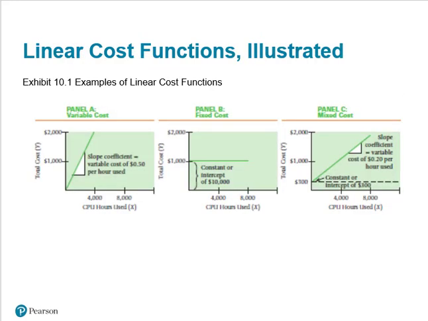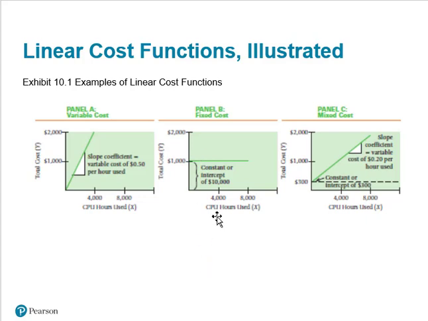And I like this slide. It's in your text, so you'll have to take a look at it, but we've got a graphical representation of linear cost functions. In the first panel are variable costs associated with the use of CPU hours. Okay, so that's just variable cost. And the slope coefficient is the variable cost per hour used. Okay, and it's 50 cents. Hope this isn't too small, huh?